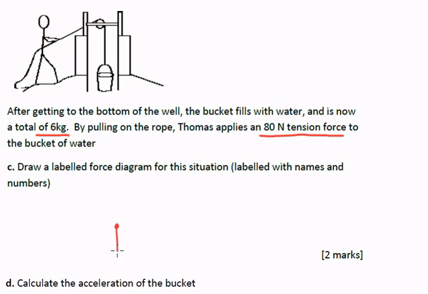Okay, so there's a force downwards, and that's the gravity force. Let's call it the force of gravity, and that equals 6 kgs, which is 60 newtons on Earth. The upwards force is tension, and that's bigger than the downwards one. It's a bigger arrow. The tension force equals 80 newtons. Okay, so I've labelled my diagram with names, tension and gravity, and with numbers. Cool.